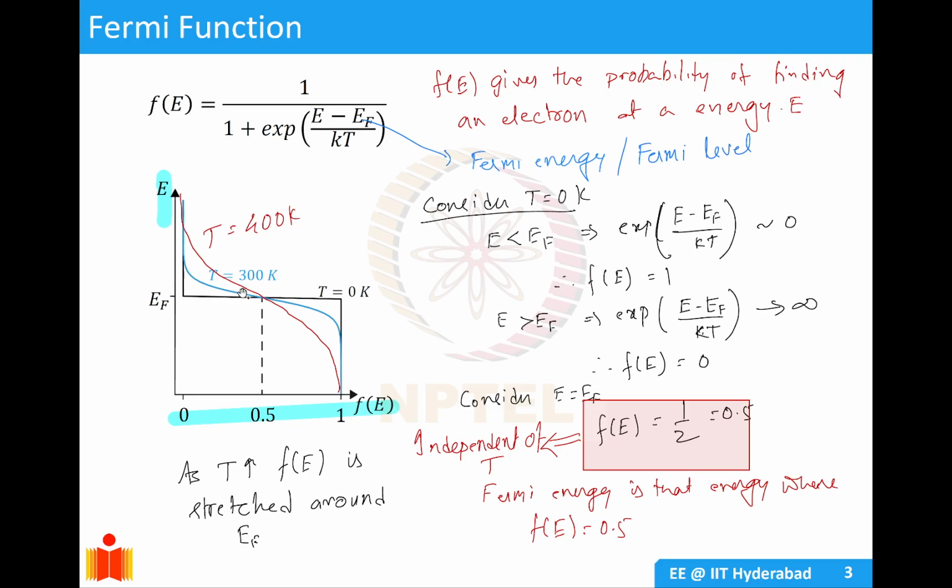For some finite temperature like 300 Kelvin or 400 Kelvin, there is a probability associated with it, but only very near the Fermi level. Far away from the Fermi level, it is still 1 and 0. So you can solve this, and you will get all these four equations.